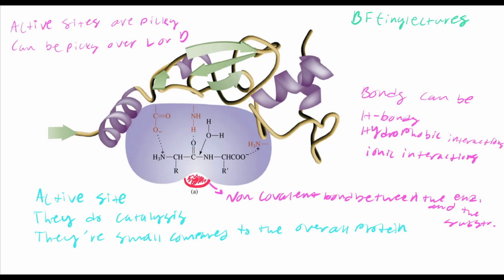Also, let's talk about binding energy. So the interactions right here, right? So the H bonding, the hydrophobic interactions, and the ionic interactions, they all contribute to what? The binding energy. So essentially, delta GB is equal to all this, okay? It's equal to all the hydrogen bonds, all the hydrophobic interactions, all the ionic interactions, right? Within the enzyme and the substrate complex, okay?